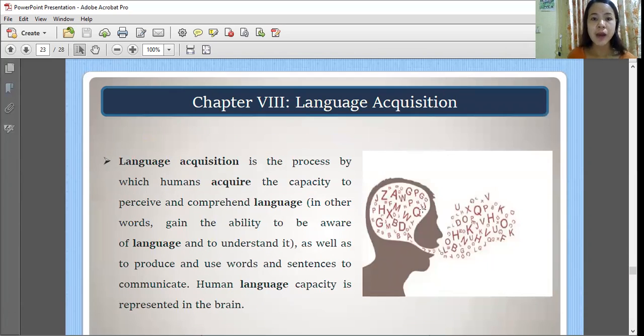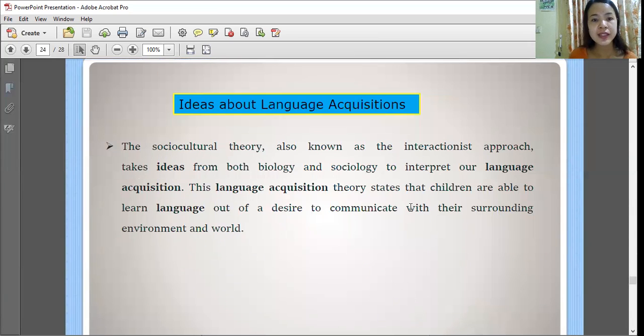And here is chapter 8, language acquisition. What is language acquisition? Language acquisition is the process by which humans acquire the capacity to perceive and comprehend language. In other words, they gain the ability to be aware of language and understand it, as well as to produce and use words and sentences to communicate. Human language capacity is represented in the brain.